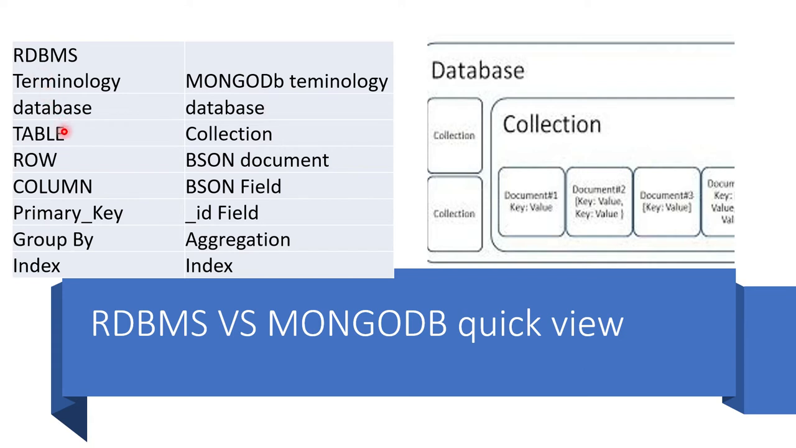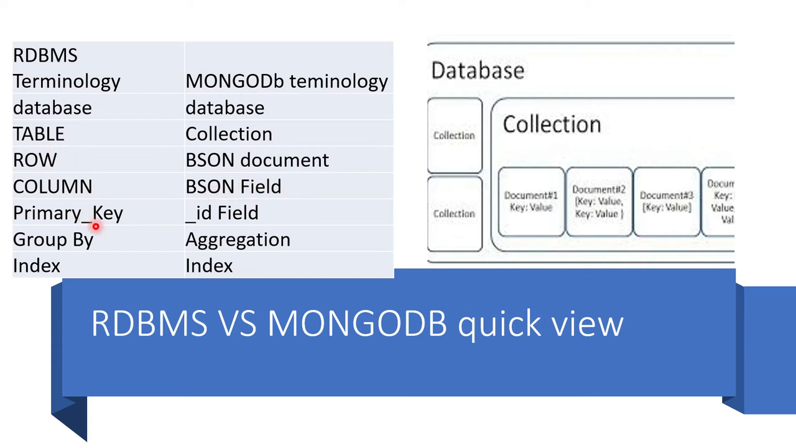In RDBMS, we say a collection of rows and columns as table. But in MongoDB, analogous to table is collection. In case of RDBMS, we say record as a row, but the same in case of MongoDB is known as document or JSON document. In RDBMS, vertical one is called as the column, but in case of MongoDB, it is known as a JSON field.